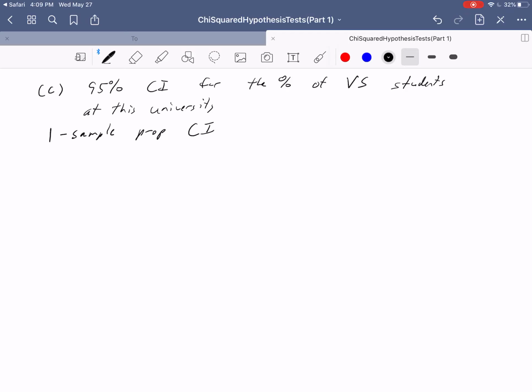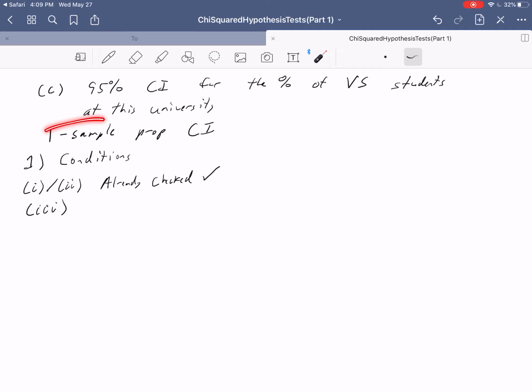So we're going to do a one sample proportion confidence interval. Now, for the conditions, obviously those first two are already checked, because those are about the usefulness of the data, the fact that it's statistically appropriate data. The third condition for that one sample proportion confidence interval is that the successes and failures are both greater than or equal to 10. So let's figure out what counts as successes and what counts as failures.